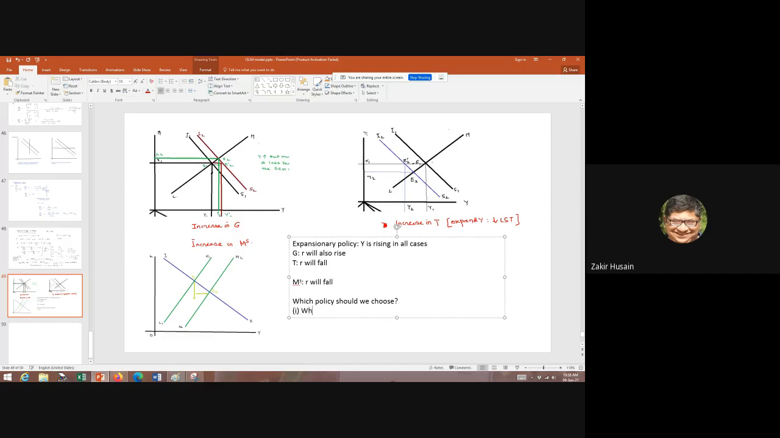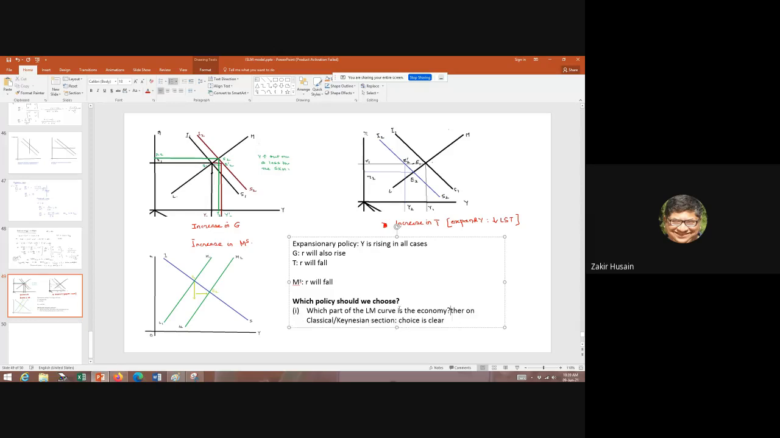Well, one point is, this is the most important question. Suppose we are under the classical portion, then which policy should we choose? Monetary policy. And if you're on the Keynesian portion, we have to go for fiscal policy. Yeah. So if we are on either the classical or Keynesian section, the choice is clear. There's only one policy which is effective.